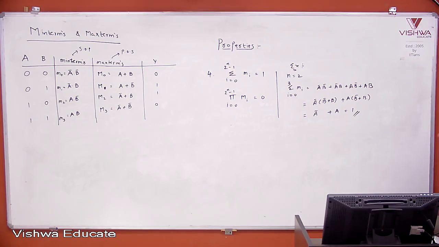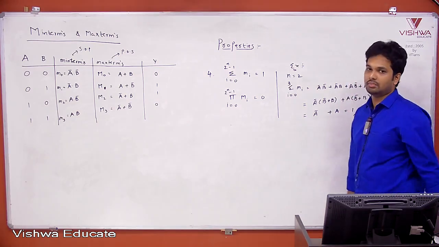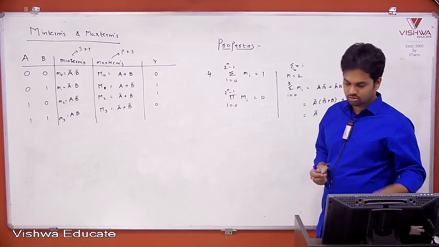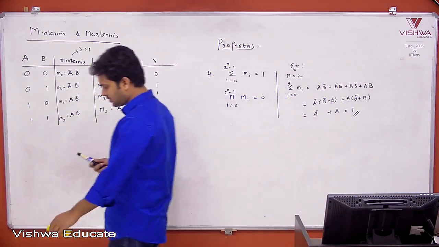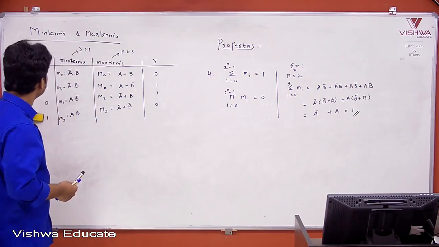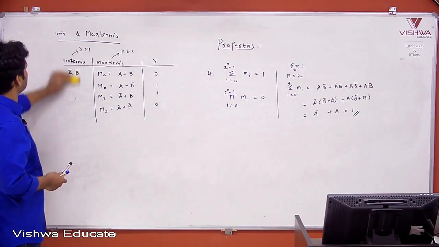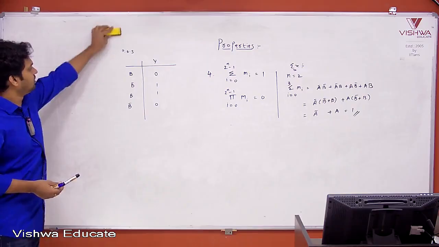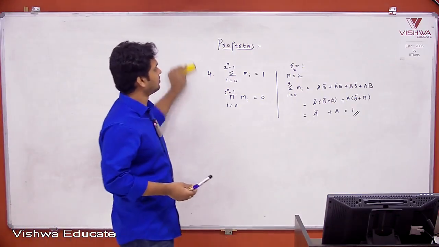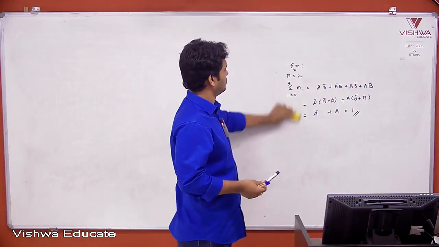Okay. So these are the properties of your minterms and max terms. Now, see here. The next one in this, we use one more term, canonical SOP, canonical POS. Let us see that.